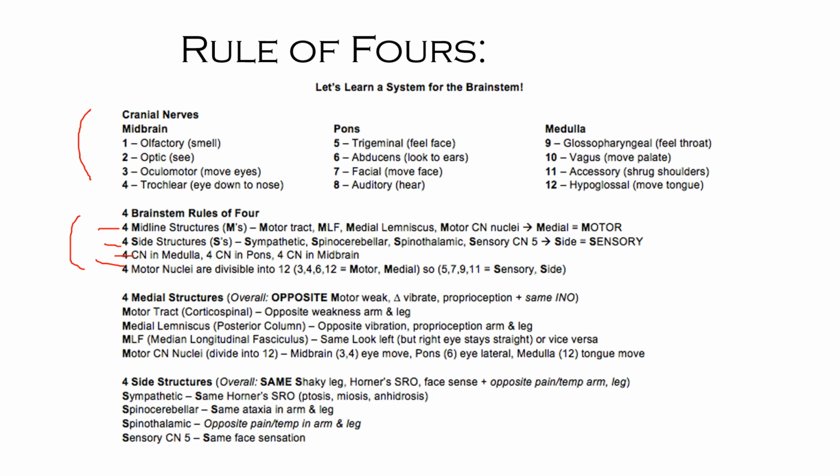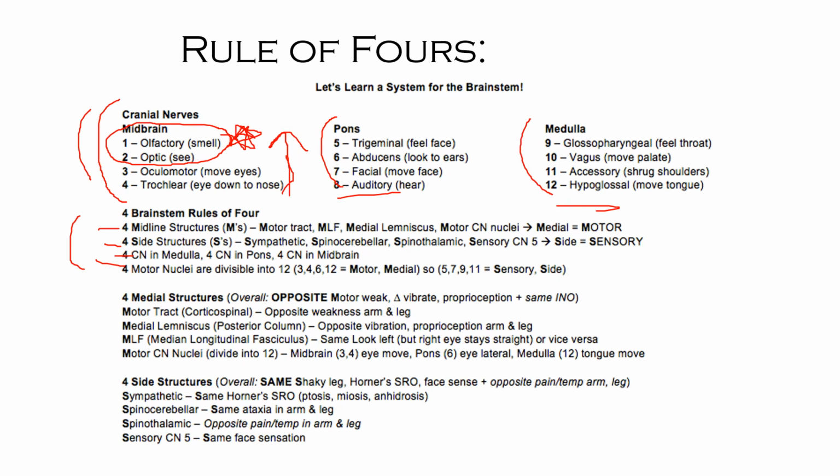Okay. So our cranial nerves, we're going to be able to break them down into midbrain, pons, medulla. There's 4 cranial nerves that are going to be medulla, pons, midbrain, and above. So 1 and 2 are not in the midbrain. So this is really just midbrain and above. Okay, a little caveat here. Okay, little star. And then we're going to see 4 midline structures that start with M.